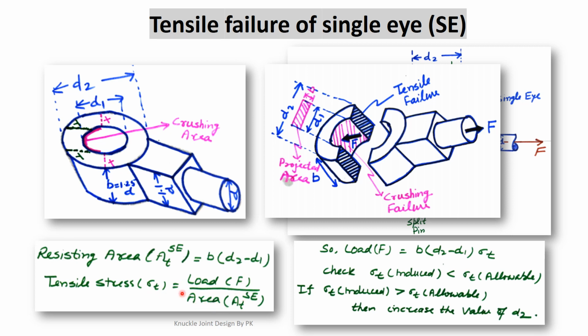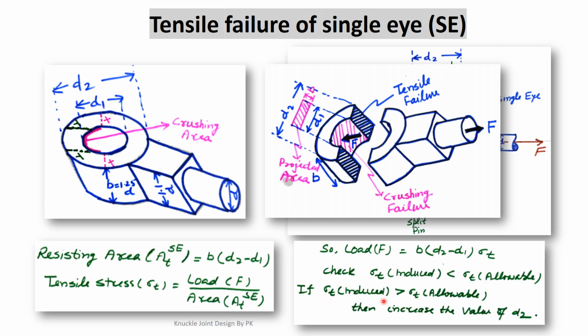So tensile resisting area, if we multiply by the stress, we get the value of the load here. So the load should be equal to B into D2 minus D1, which is the area, and sigma T is the tensile stress. In this equation we know the values of F, B, D2 and D1. So from this equation we find out the value of the induced tensile stress. If the induced tensile stress is less than the allowable tensile stress, then our design is safe up to here.